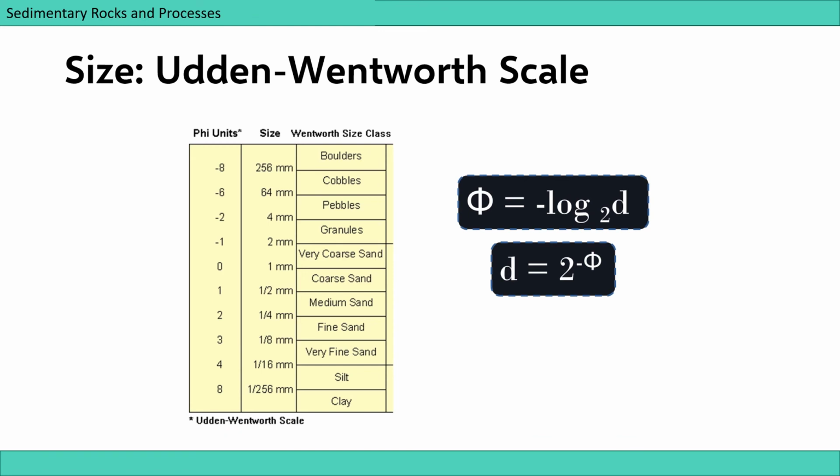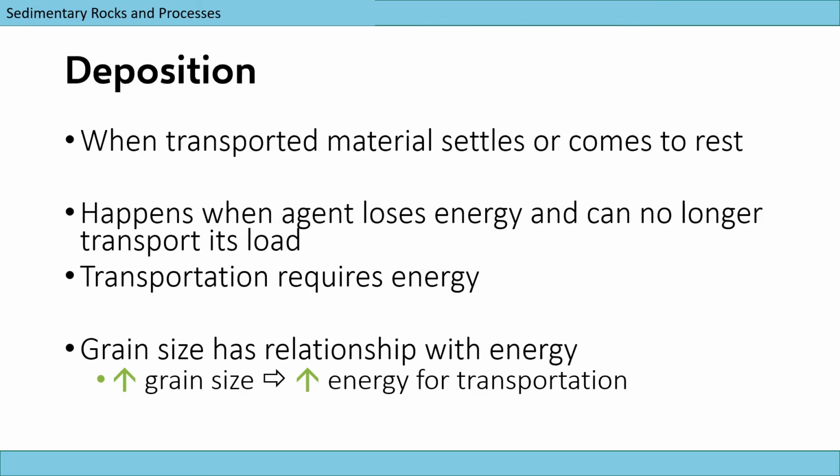This is mentioned in your module, the Udden-Wentworth scale, which is the measure of size classes based on the size of your grains. So the larger the grain sizes, the more negative the phi size, which is generated from this equation, where phi is equal to the negative log to the base 2 of the diameter or average diameter of your sediment. As we transport, eventually we lose energy and deposit.